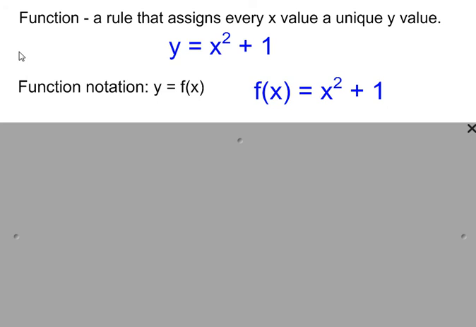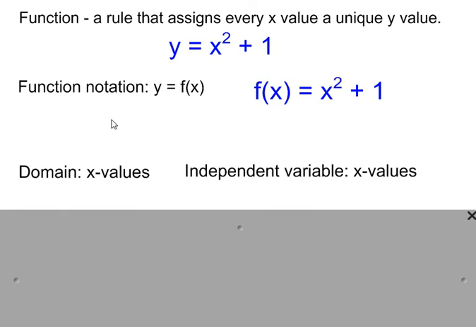Now, we describe functions in many different ways. Function notation is another way of writing a function. We say it as f of x. Example below, f of x equals x squared plus 1. We use this in more non-graphical situations. It helps us when we want to plug in values for x. We can plug the number in for x in the parentheses, and that tells us what we're going to plug in x in the function. You can think of it as f of x and y are the same thing.